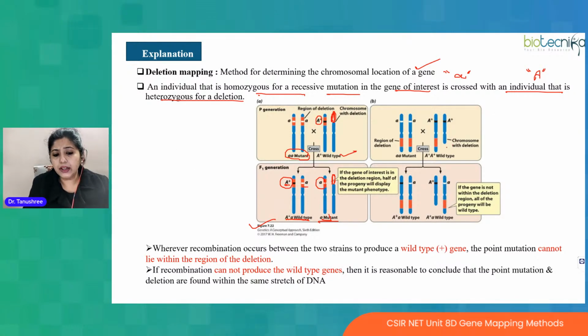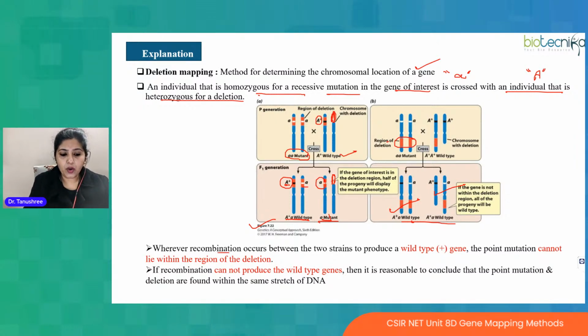But if the region of deletion is present somewhere else, here you can see that the deletion region is over here. The gene itself is not in the deletion region. So when such individuals are crossed, all the progeny will display wild type, because the gene is not within the deletion region. This one will be heterozygous, and this one will also be heterozygous. So they will have a wild type allele and therefore display the wild type characters, right?